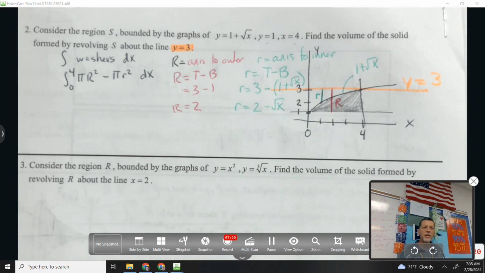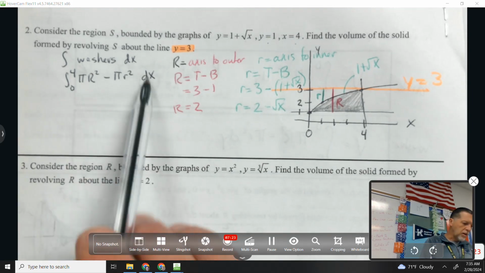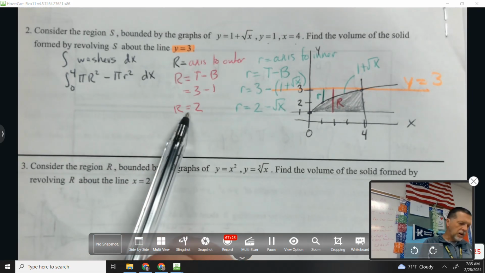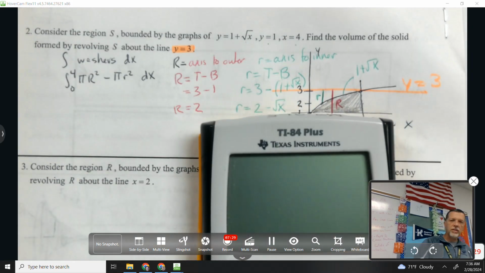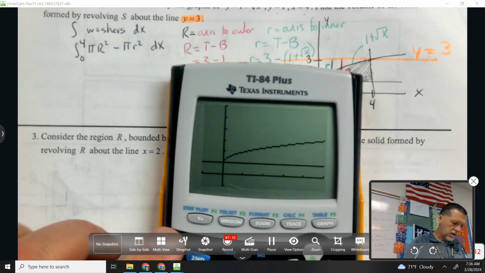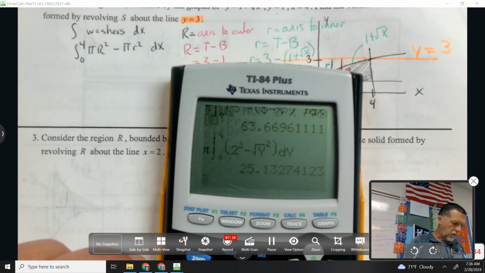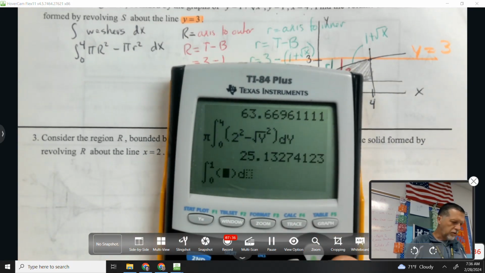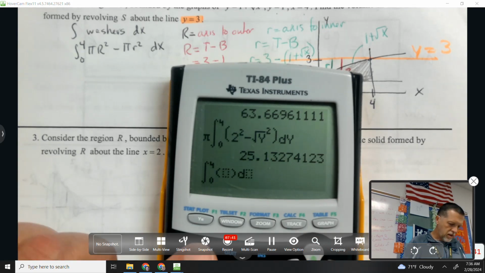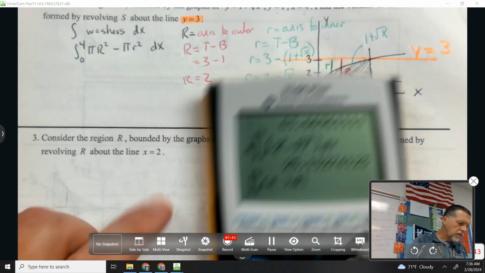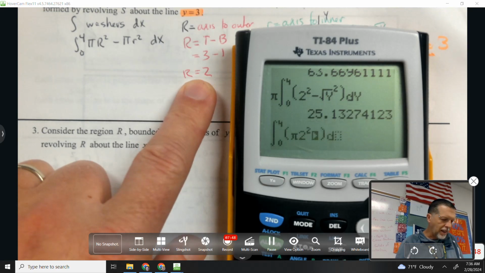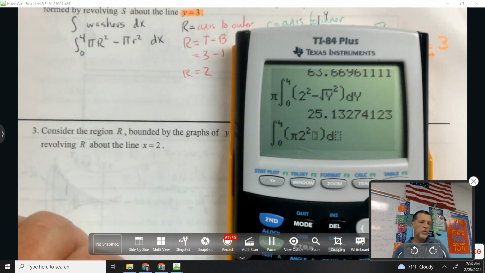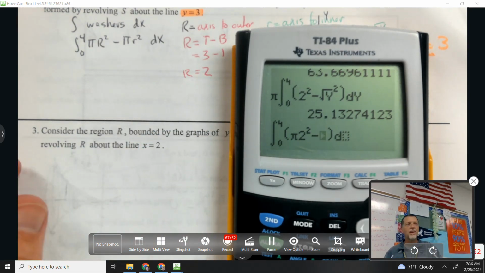Okay, I think we're ready for the calculator because we've got our main formula here. We know what big R is. We know what little r is. So now we can go to the calculator and see what we get. So math 9, 0 to 4, 0 to 4. Pi times big R is 2. 2 squared is 4, but again, you can let the calculator do the work. Pi times 2 squared.